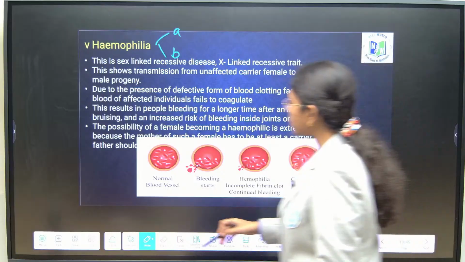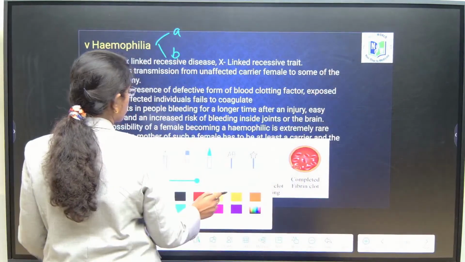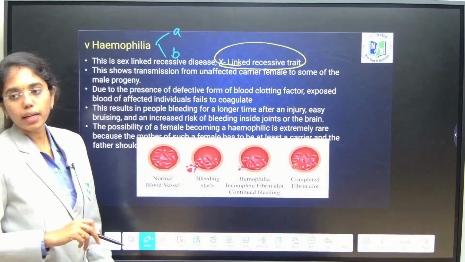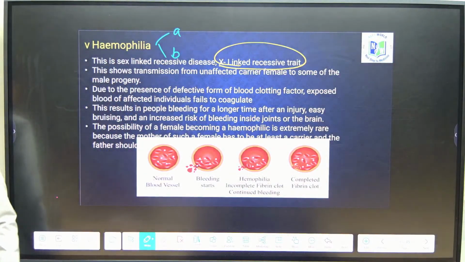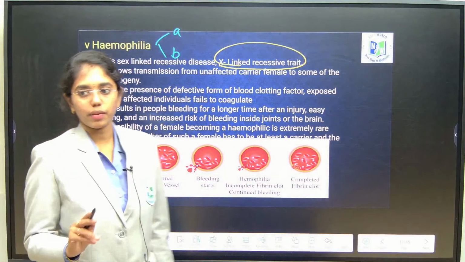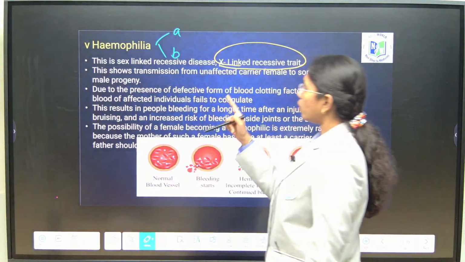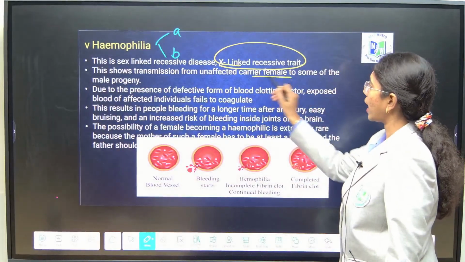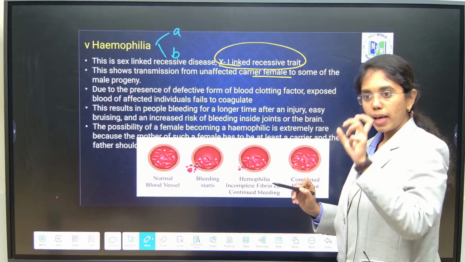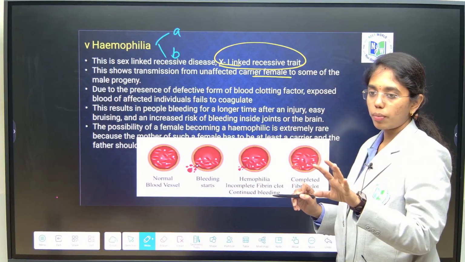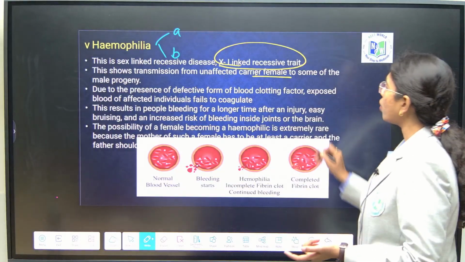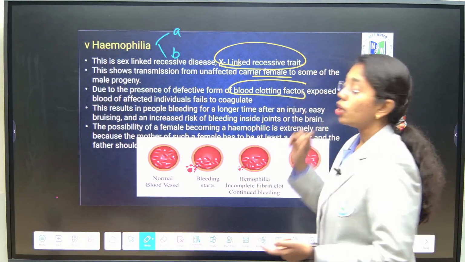And how is this disease inherited? X-linked recessive disease only. It was first identified in the pedigree chart of Queen Victoria's family, wherein many descendants of that family were affected. So, this shows transmission usually from a carrier female to the male progeny, because the X chromosome is inherited. The affected X chromosome is transmitted to the male progeny, so he is affected. And this is due to the presence of a defective form of blood clotting factor, which will not allow the blood to coagulate properly.